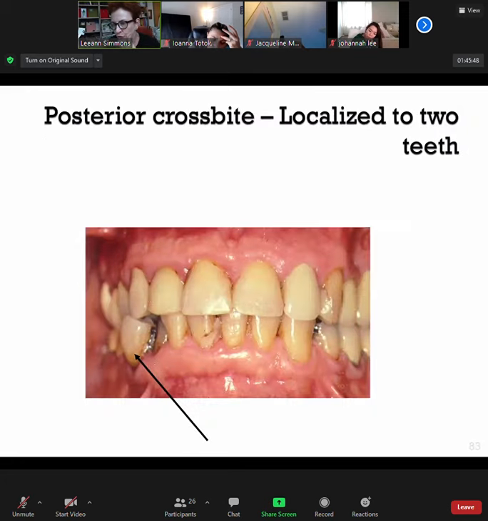Here is a posterior crossbite. That buccal cusp of the mandibular premolar is buccal to the cusp of the maxillary premolar and canine here. So that is a posterior crossbite of number 28 with numbers 5 and 6. Oh, let me find my cursor. Where is it? Oh, here it is. So this is 28, and that's how you would do it. 28 with 5 and 6.